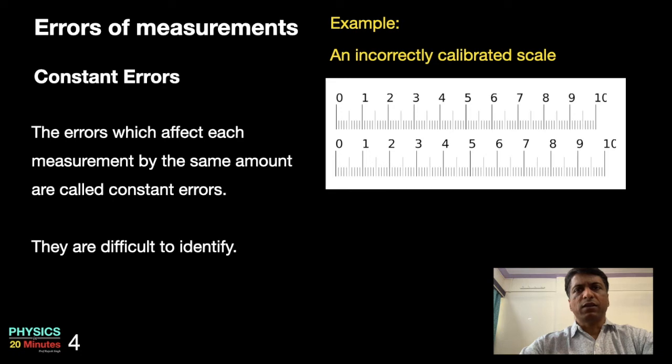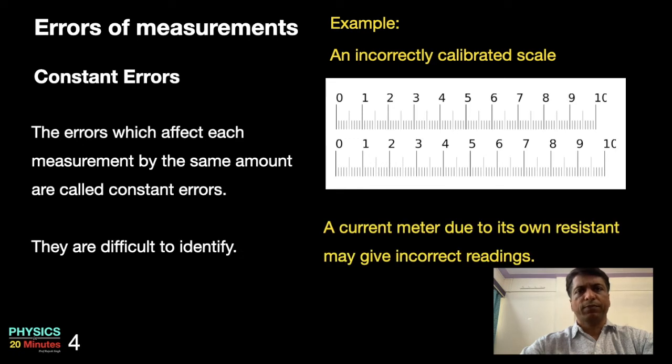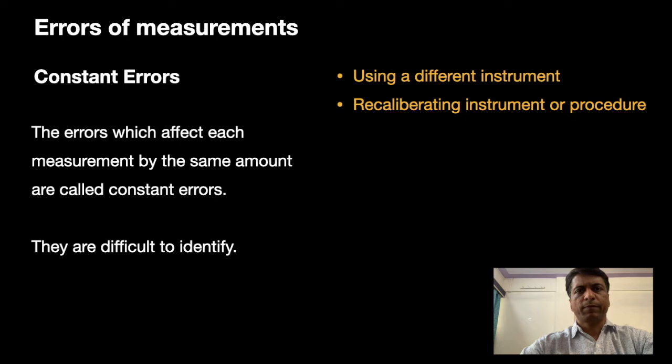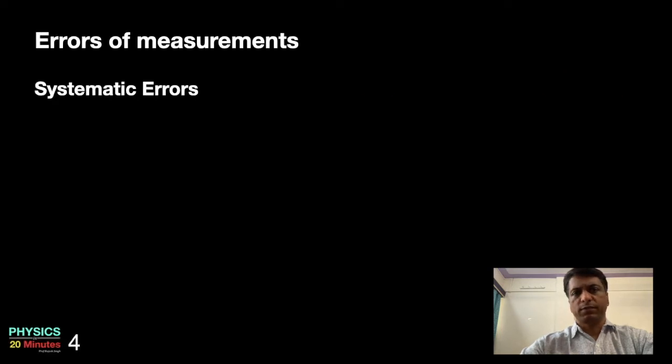If I consider the upper scale to be correct, then the lower scale will be incorrect. If I use the lower scale for length measurement, all my length readings will go wrong by a similar amount. Another example, a current meter due to its own resistance may give incorrect readings. How to eliminate such errors? You use a different instrument or you recalibrate your instrument or your procedure.